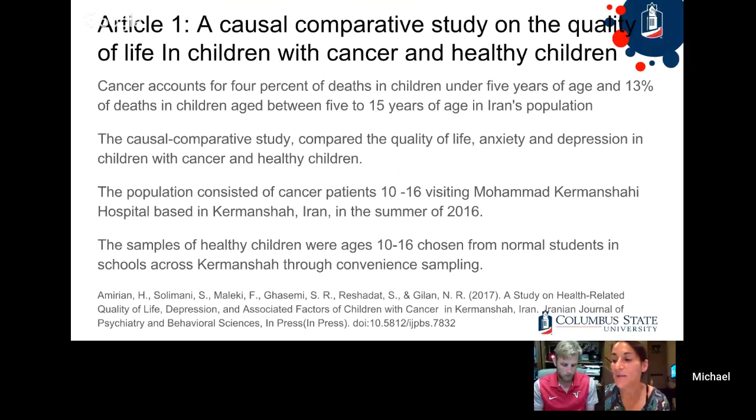In this causal comparative study, the researchers aim to compare the quality of life, anxiety, and depression in children with cancer versus children without cancer. The people chosen to participate in the study consisted of children with cancer in the age range 10 to 16, who were visiting the Mohammed Hospital based in Kermanshah, Iran, in the summer of 2016. The healthy children were chosen from normal students in schools across Kermanshah through convenience sampling.